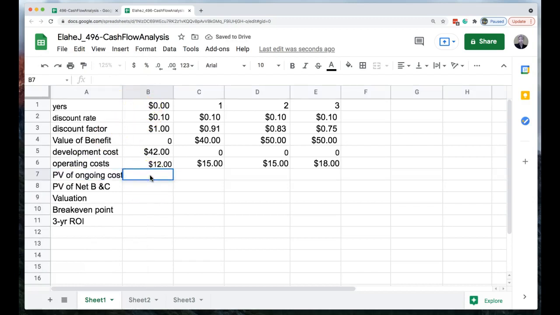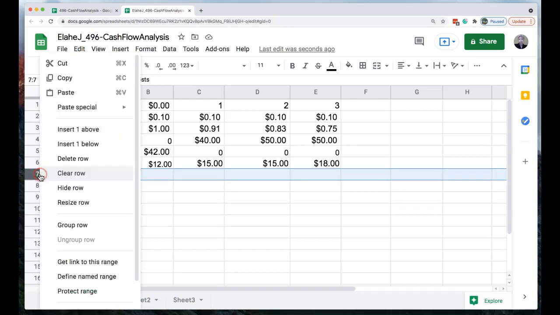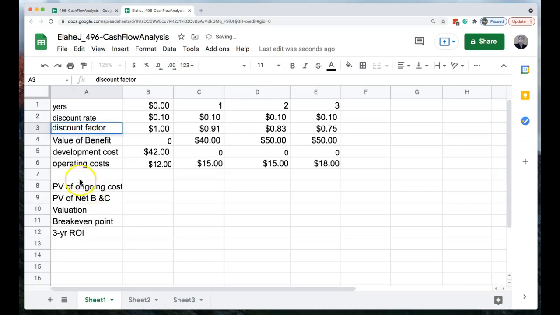So first thing I want to get is net benefit and cost. So I'm going to put that here, and I'm going to do that with you. Net benefit and cost.